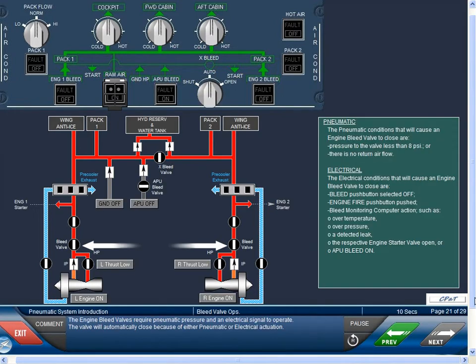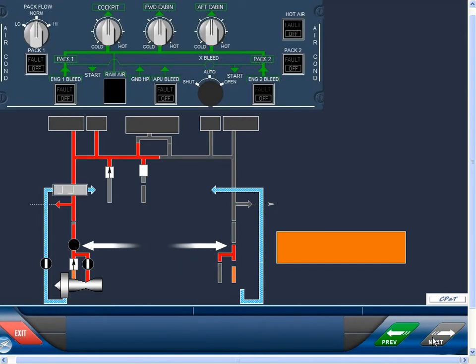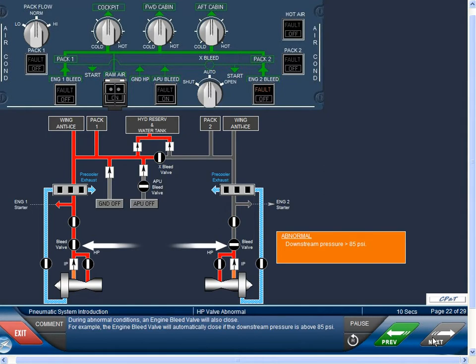The engine bleed valves require pneumatic pressure and an electrical signal to operate. The valve will automatically close because of either pneumatic or electrical actuation. During abnormal conditions, an engine bleed valve will also close. For example, the engine bleed valve will automatically close if the downstream pressure is above 85 psi.